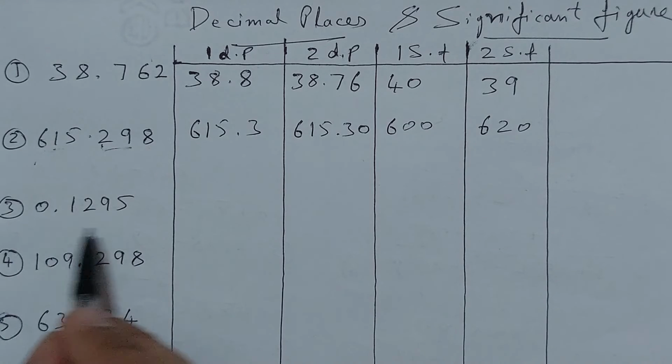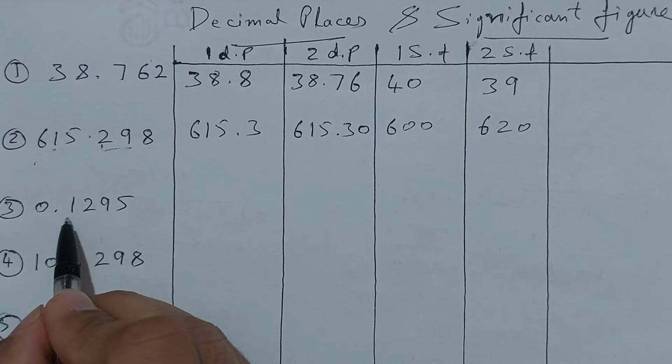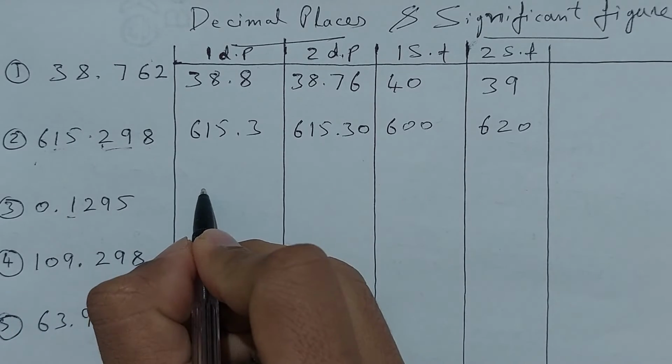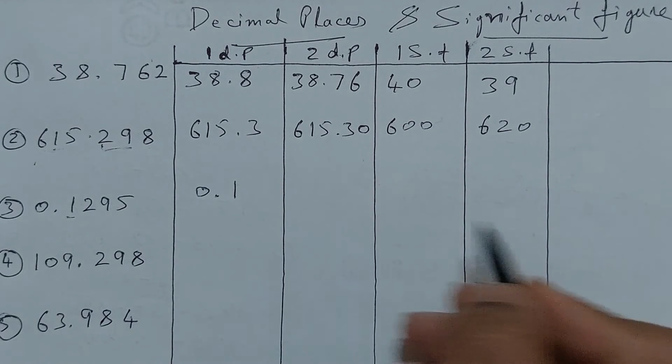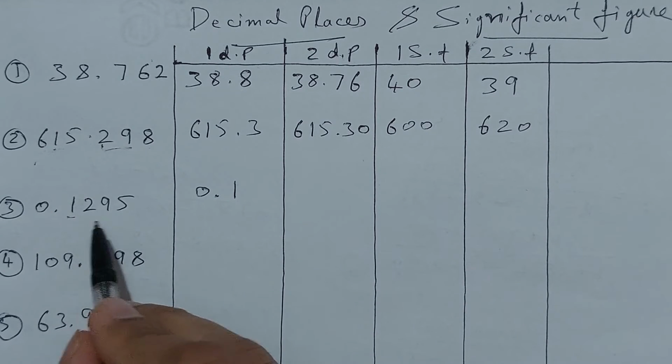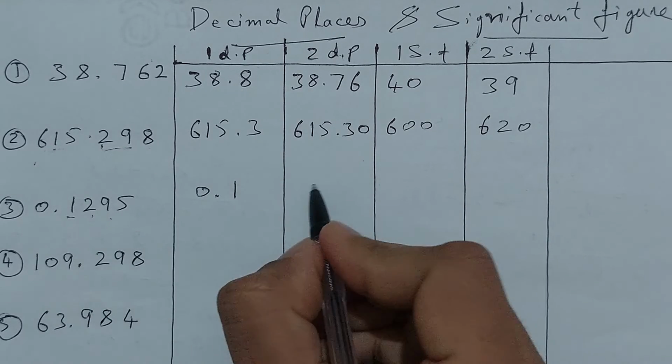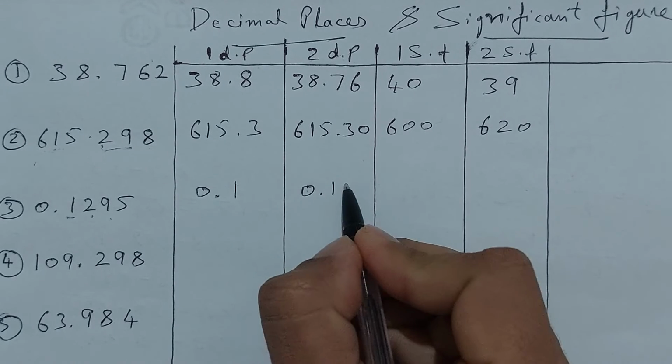Now the next one is, if you see that, one DP, just the first number after the decimal, that's it. There's nothing. The 2 is smaller, so no change. Now two decimal places, since the 9 is bigger, it'll give 1 to that. It'll become 0.13.